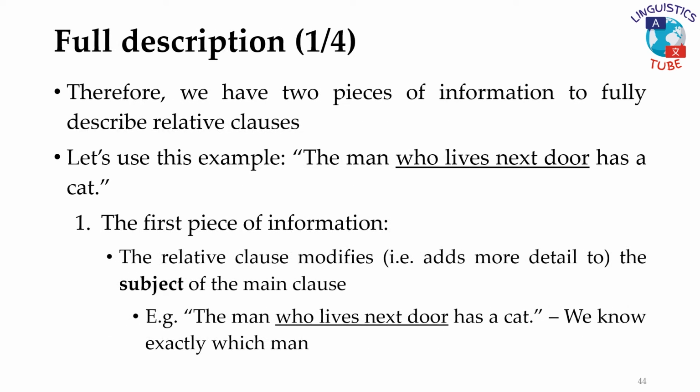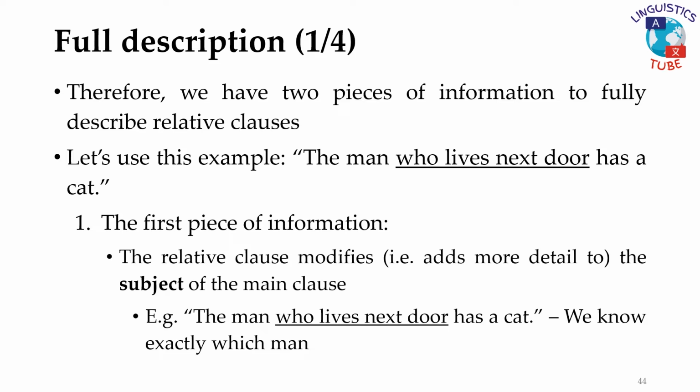In conclusion, in order to fully describe relative clauses, there are two different pieces of information. Using the example, "The man who lives next door has a cat," the first piece of information to include in our classification is what we just learned about. In this example, the relative clause modifies the subject of the main clause. This means that more information has been added to the man. Compare the sentence with and without the relative clause to demonstrate this.